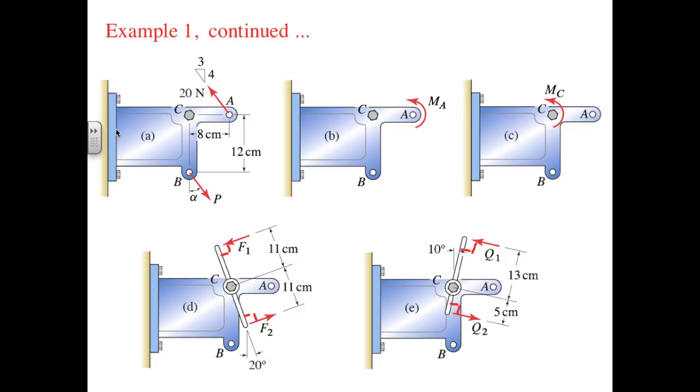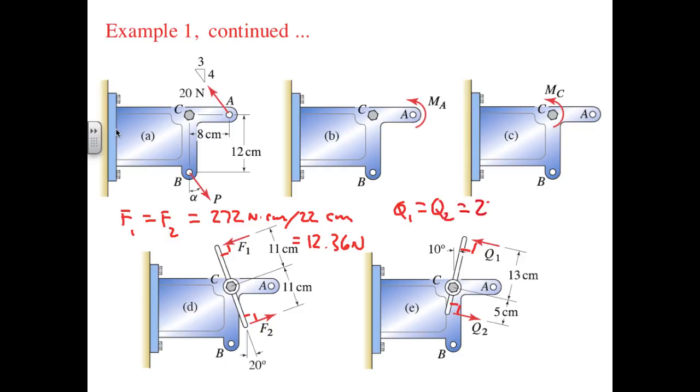The perpendicular distance between lines of action is just the sum of those lever lengths, so we end up with F1 equals F2 equals 272 Newton centimeters over 22 centimeters, which is 12.36 newtons. And Q1 equals Q2 equals 272 Newton centimeters divided by 18 centimeters, which is equal to 15.11 newtons.